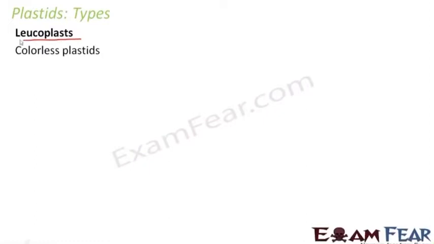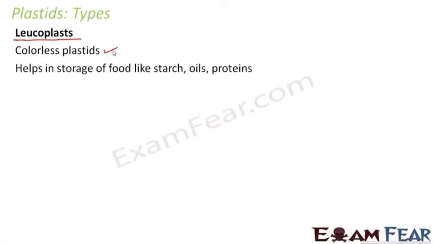Now leucoplasts are the colorless plastids. So they do not have any colors. They help in storage of food like starch, oils and proteins. For example, plastids are present in plant cells. So there also you need as many organs as you have which can store things, the better it is, right? So these plastids help to store food like starch, oils and proteins, right? So they are used as storage organs.